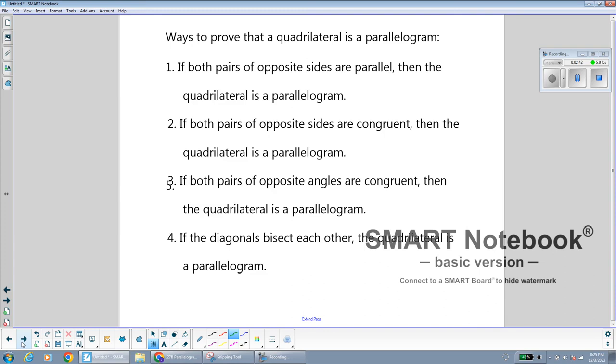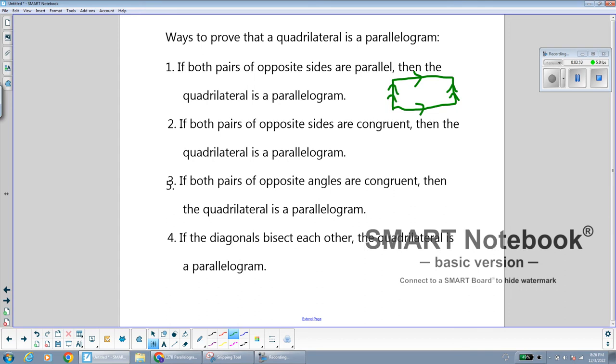So here's a reminder of our properties of parallelograms, which are also our ways to prove that we have a parallelogram. If both pairs of opposite sides are parallel, then the quadrilateral is a parallelogram, because parallelograms have two pairs of parallel opposite sides. And I'll draw you a picture as well. A parallelogram has both pairs of opposite sides parallel.